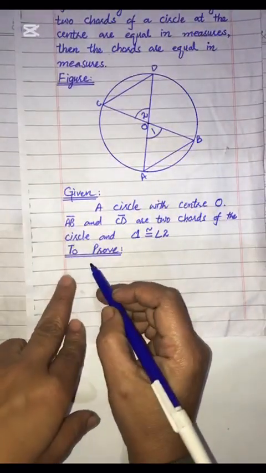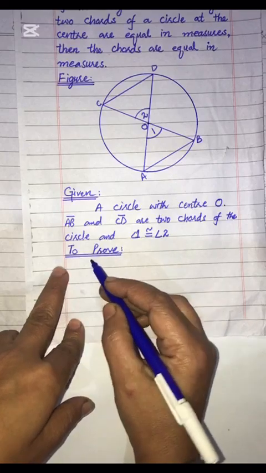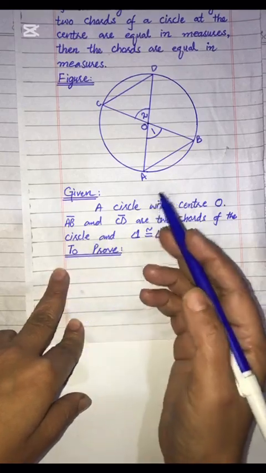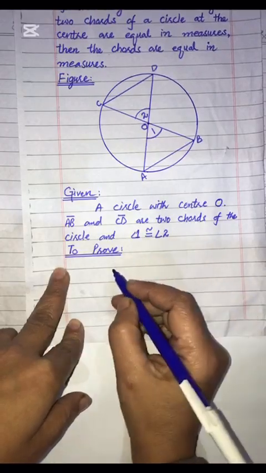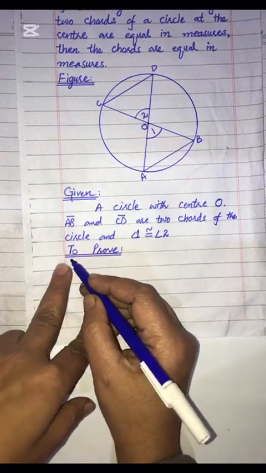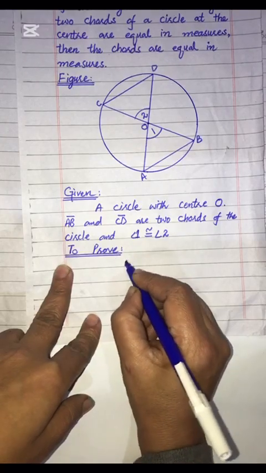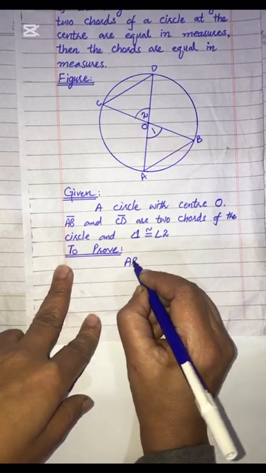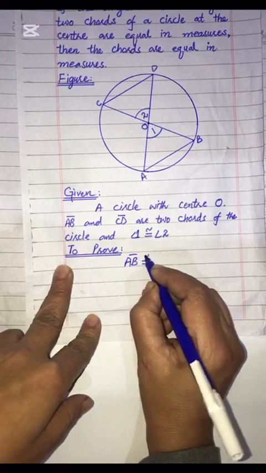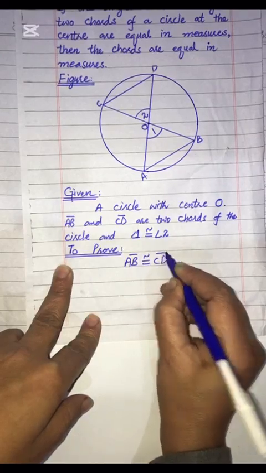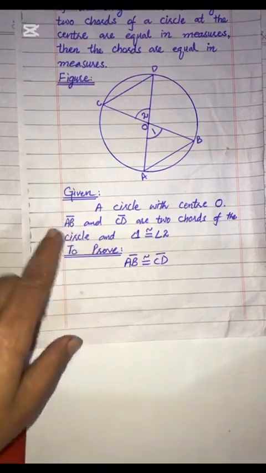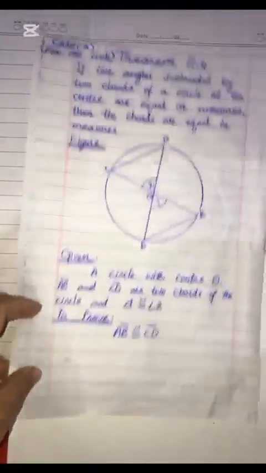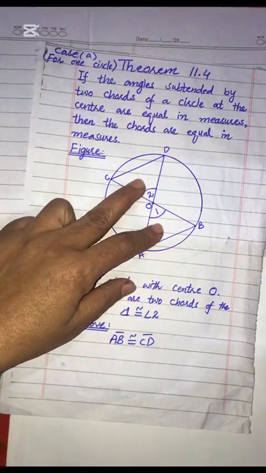So when we are going to write the proof of the given theorem, we have to write the heading to prove. Here the to prove is that AB is congruent to CD. There is no need to write the construction in this theorem because we are already having two triangles in the same circle.